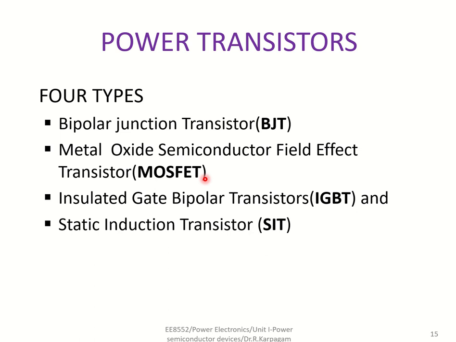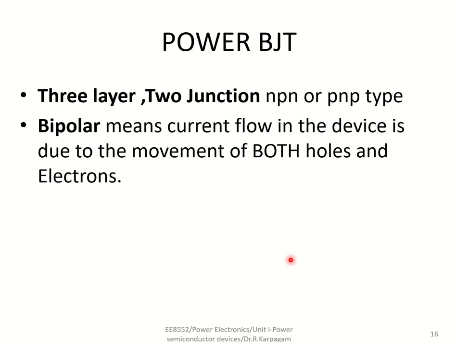We studied one of the power semiconductor devices, power transistors. There are 4 types of power transistors: bipolar junction transistor, metal oxide semiconductor field effect transistor, insulated gate bipolar transistor, and static induction transistor. In this lecture, we will learn about the bipolar junction transistor. Bipolar means the current flows in the device due to the movement of both holes and electrons. Another feature of BJT is that it's a 3-layer 2-junction device.